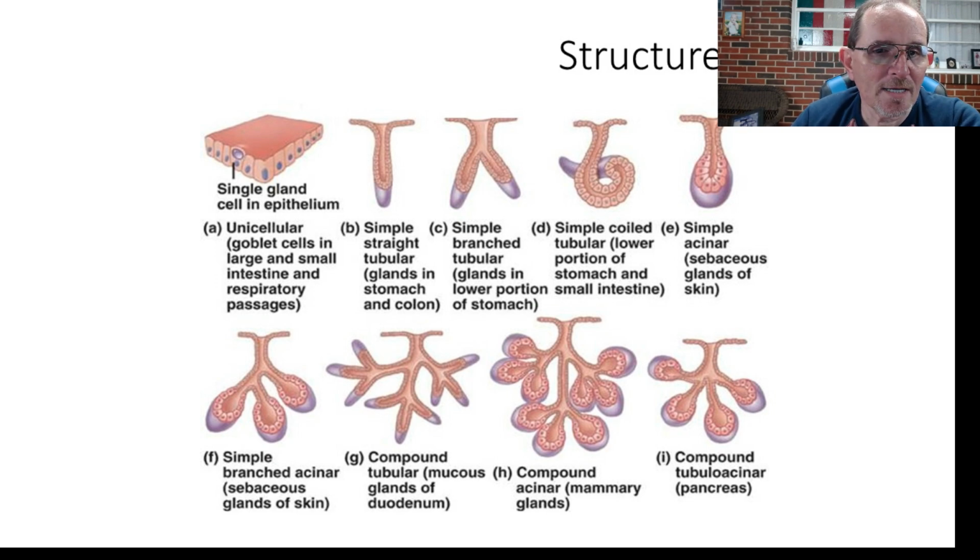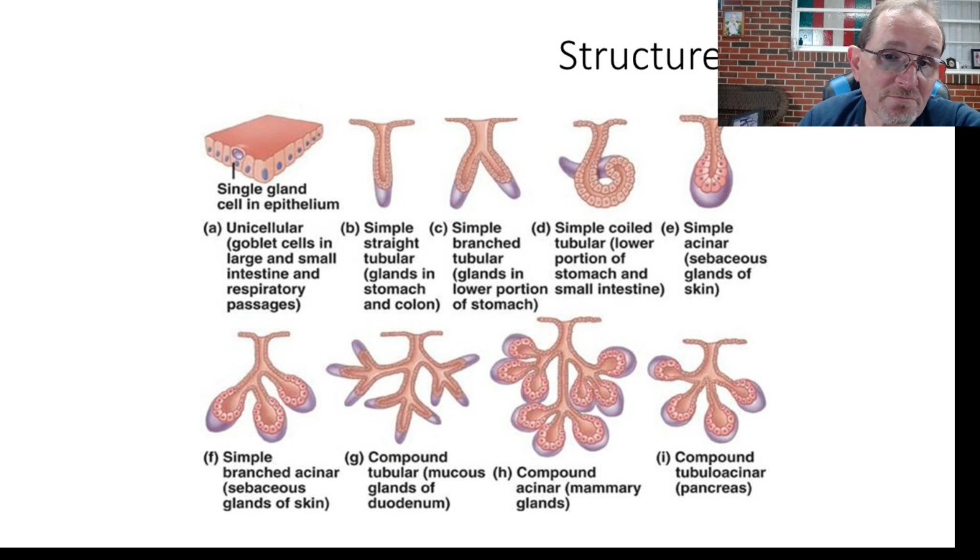This is where they are. There's the unicellular, like the goblet cells. Now here's the multicellular. If you look right there, you see this thing that looks kind of like a test tube. Simple, straight, tubular. You see it's got more than one cell, but it just kind of comes down like that.